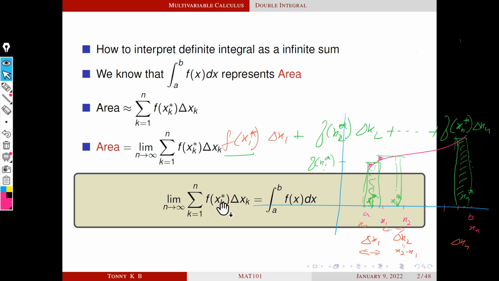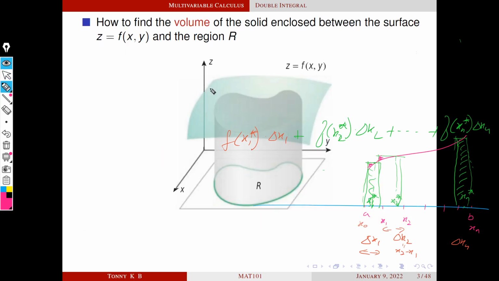Okay, using this idea, we are ready to extend integration for a multivariable function, or define double integration for a multivariable function. Okay, we will extend the same concept. Next, we are going to consider a function of two variables, z equal f of x y.